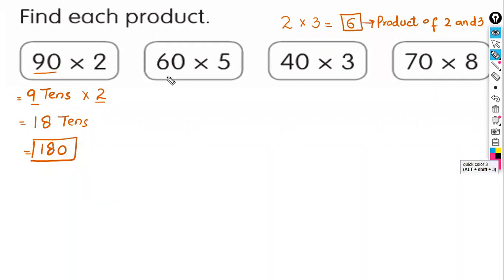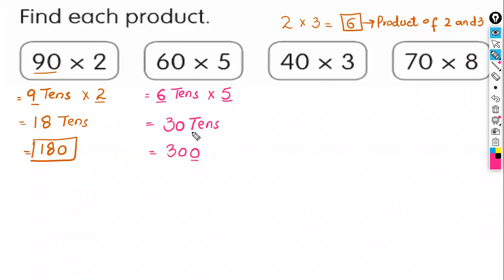Let's move to the next one. It is 60 times 5. So we can also write this 60 as 6 tens multiplied by 5. Now let's multiply the digits together. So 6 times 5 is 30. So it will become 30 tens. So we will write it as 300. We will add 0 in the place of tens. So it will become 300. So 60 times 5 is 300.